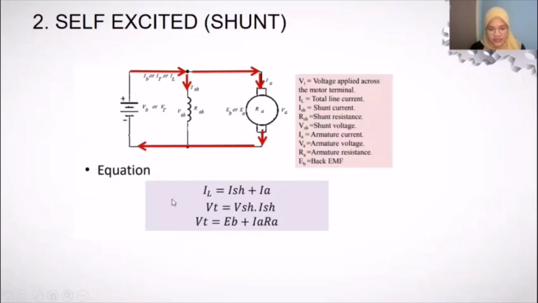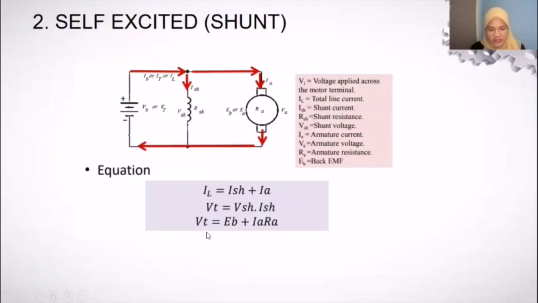This is the equation for the self-excited shunt. IL equals ISH plus IA. IL is the total line current, equal to ISH, the shunt current, plus IA, the armature current. The next equation is VT equals VSH divided by ISH. VT is the voltage applied across the motor terminal, equal to VSH, the shunt voltage, divided by ISH, the shunt current.